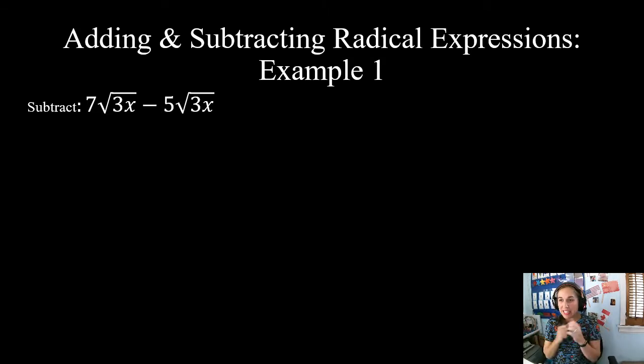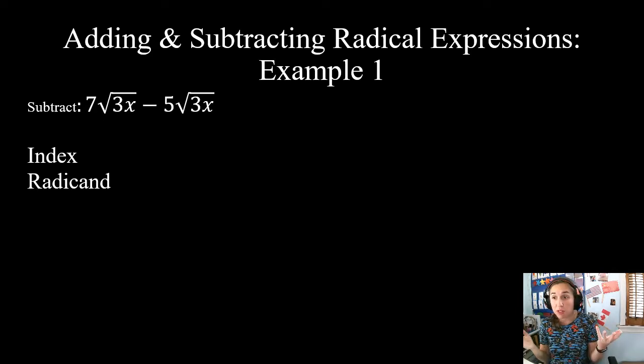So here's our first example. The directions say subtract. So we have 7 square roots of 3x minus 5 square roots of 3x. So the first question I'm going to ask myself is: is the index the same and is the radicand the same? Because if they are, then I can just do a straight subtraction of like terms here. So that would make it really easy. So let's check it out.